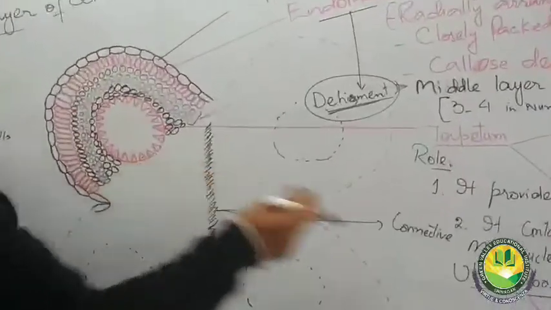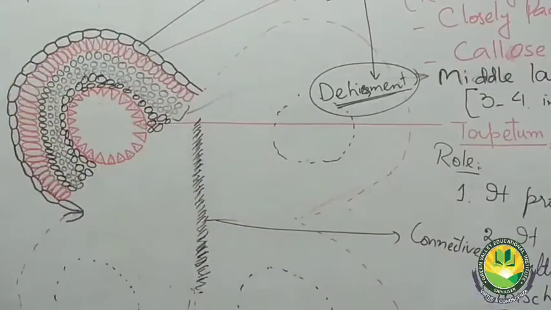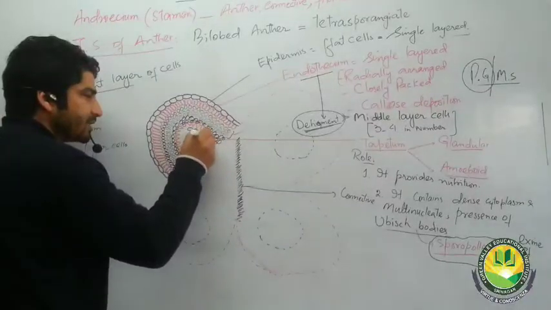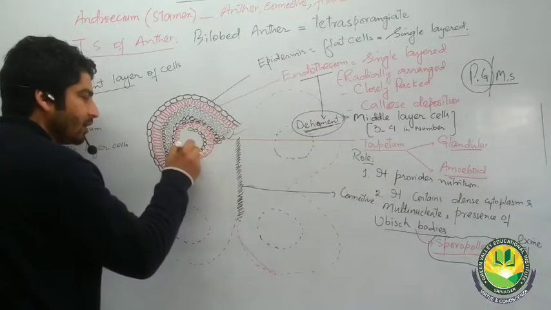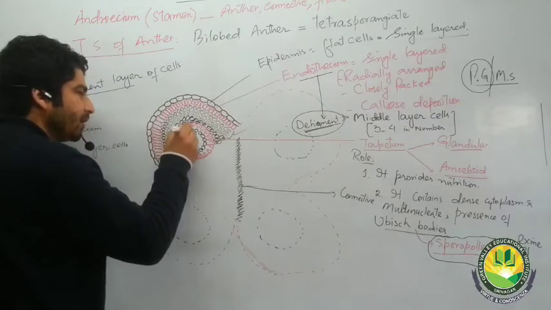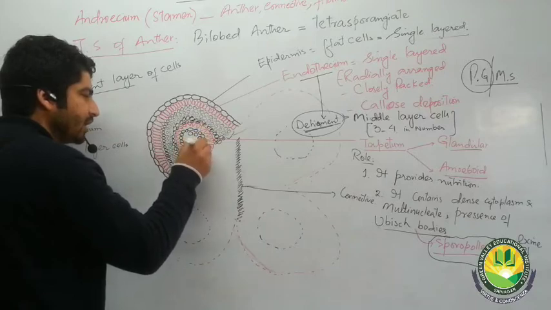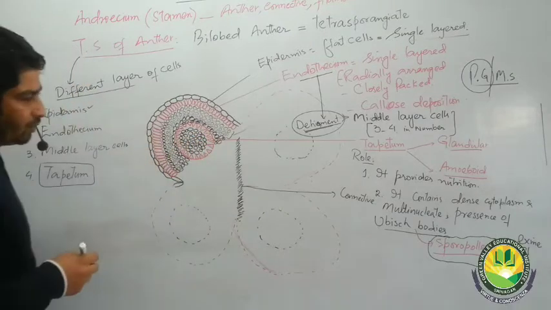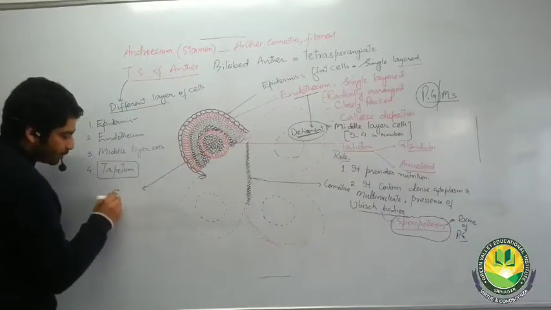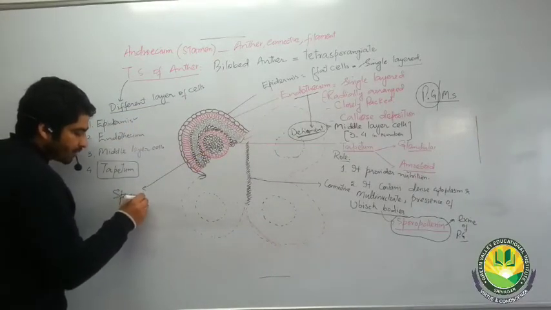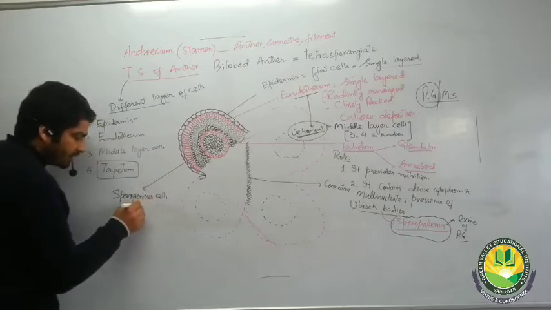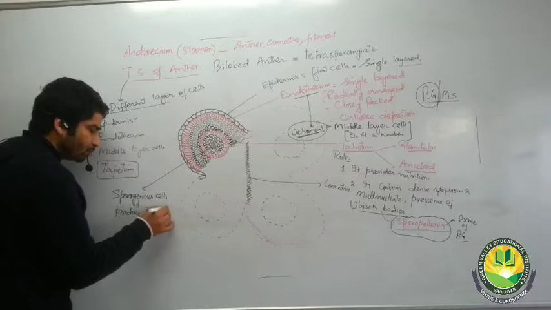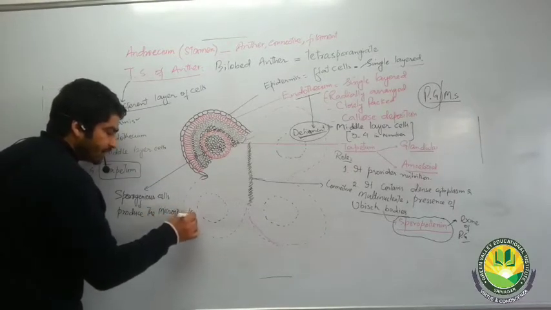Now tapetal cells have this multinucleate dense cytoplasm and the presence of the Ubisch bodies. Inside of this, we will take it later on, there are the sporogenous mass of the cells like this. The next topic would be the development of the male gametophyte, that is the pollen grains or microspores. Inside of this, we are going to have the sporogenous mass of the cells. These are sporogenous cells. Now, what are these sporogenous cells? They are going to produce the microspores, which we also call pollen grains.